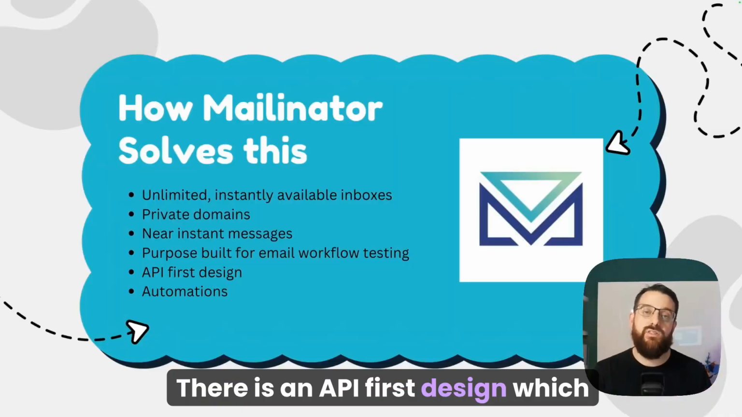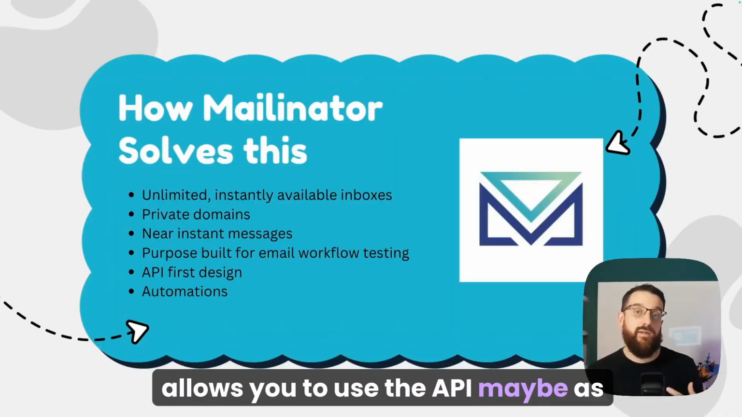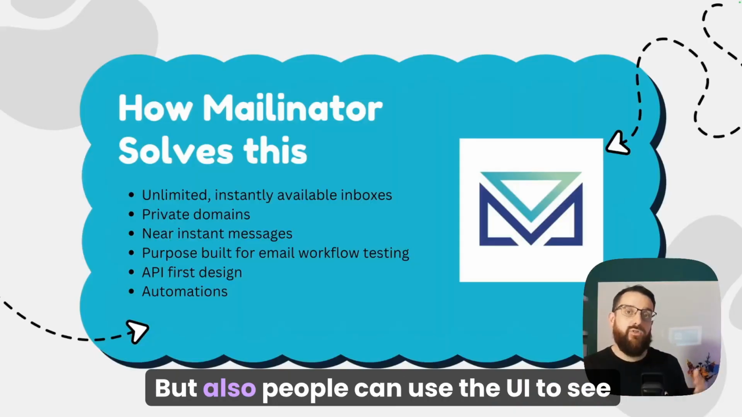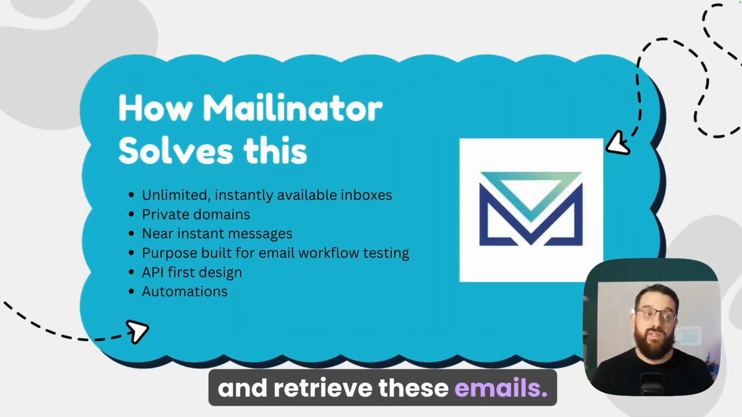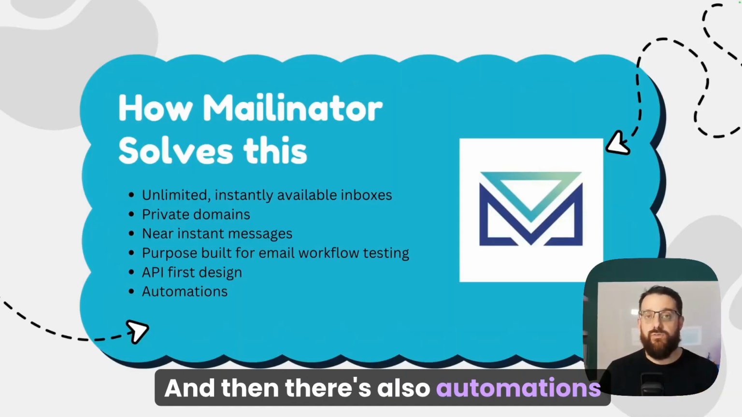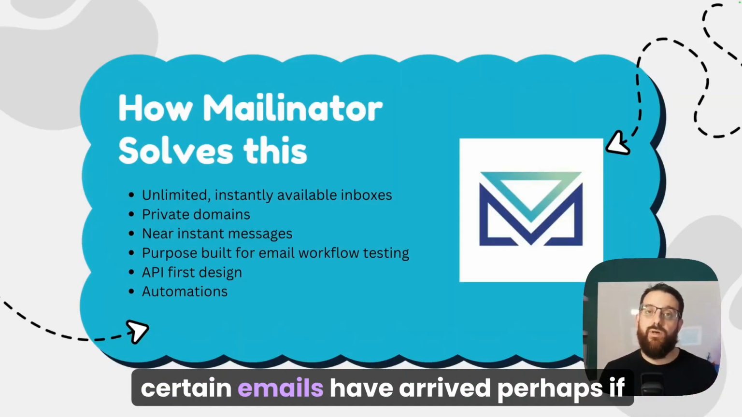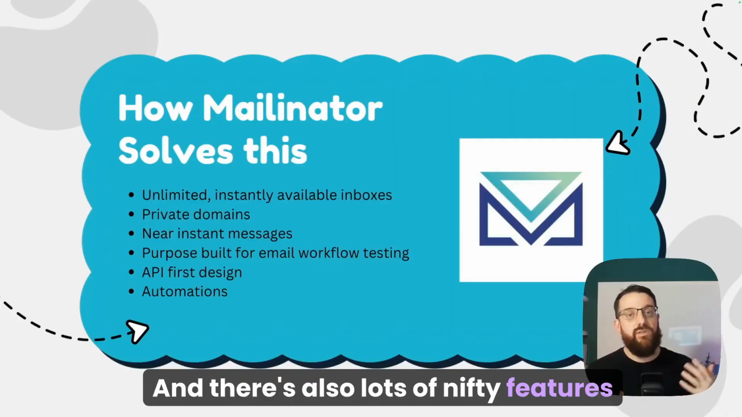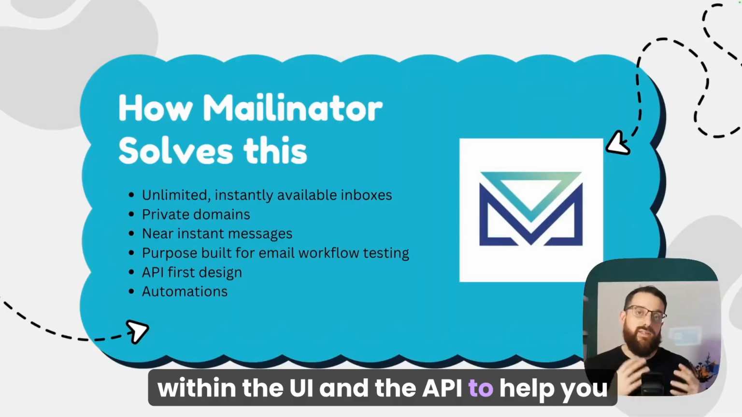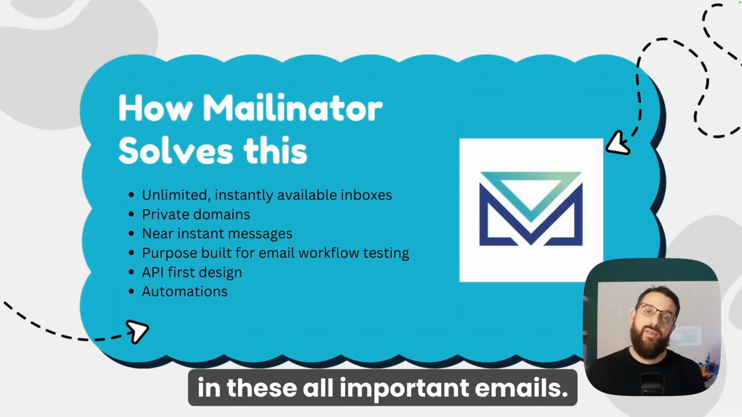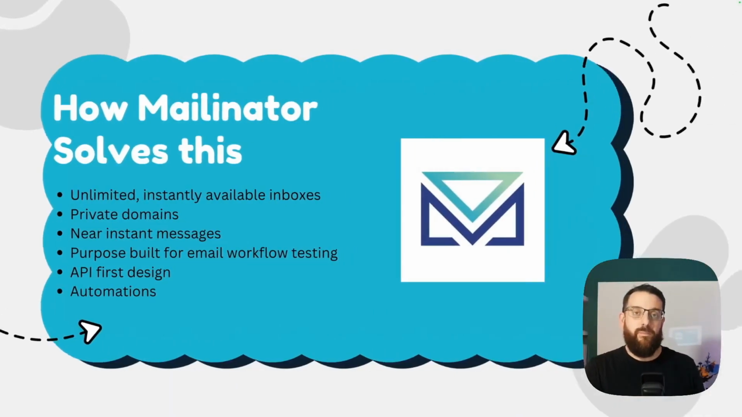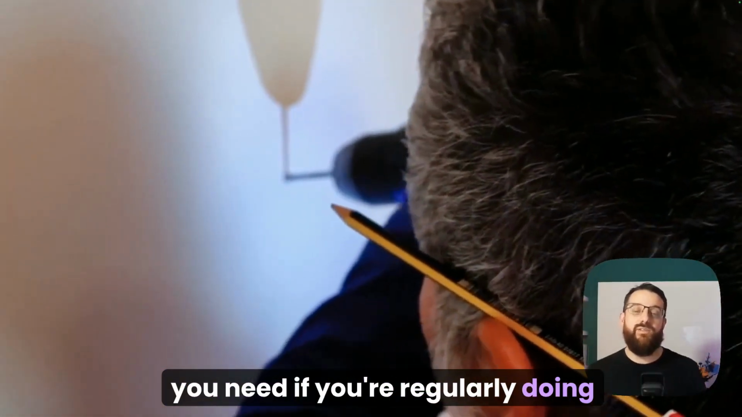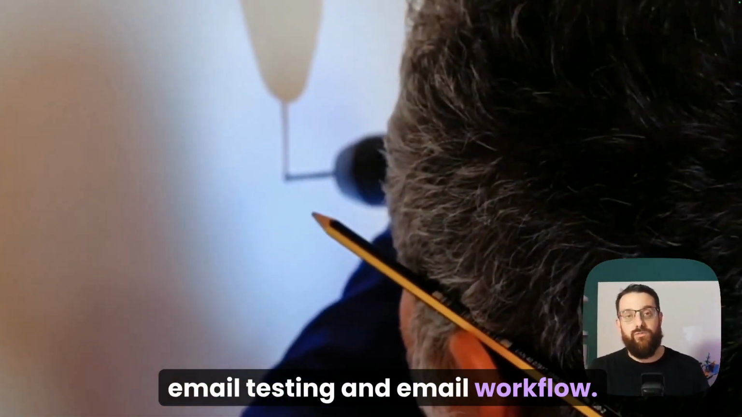There is an API first design which allows you to use the API maybe as part of your automated tests or maybe as part of your exploratory testing. But also people can use the UI to see and retrieve these emails. And then there's also automations allowing you to be notified when certain emails have arrived, perhaps if you have a long running scenario. And there's also lots of nifty features within the UI and the API to help you extract the data that you're looking for in these all important emails. Mailinator is that essential tool that you need if you're regularly doing email testing and email workflow.